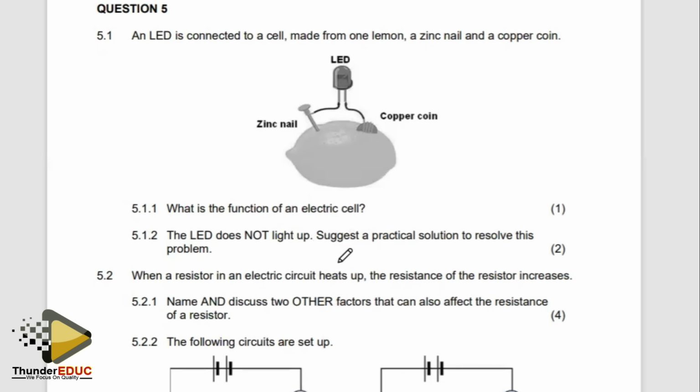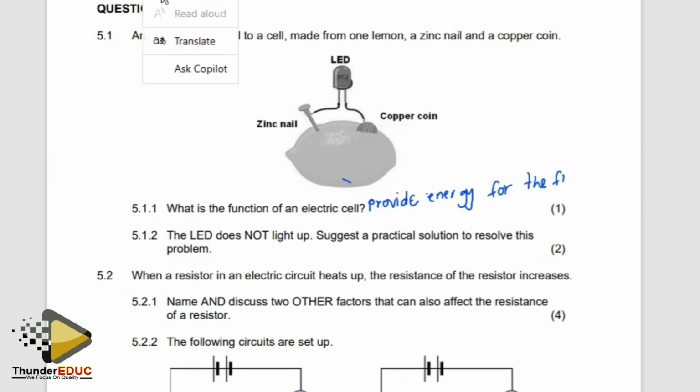Remember, the electric cell is the source. So it provides what? Energy. So you're going to write for 1 mark: the electric cell provides energy for the current to flow. That's the purpose, because we need energy. So the electric cell acts as a source. Now let's move on to 5.12.